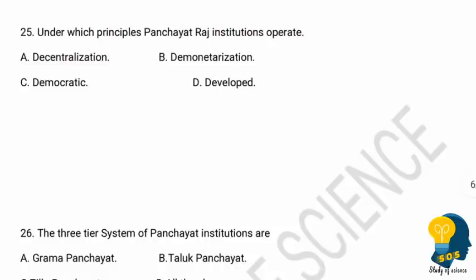Under which principles Panchayat Raj institution operate? And the options are A. Decentralization, B. Demonetarization, C. Democratic, D. Developed. And the right answer is A. Decentralization.